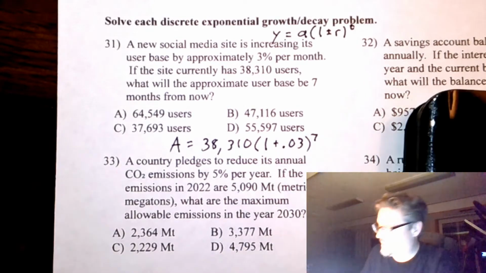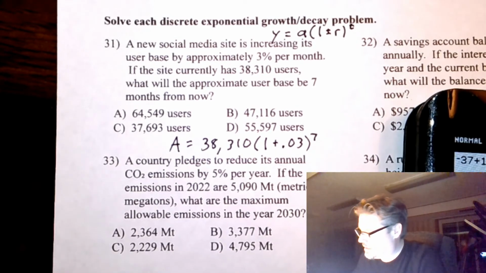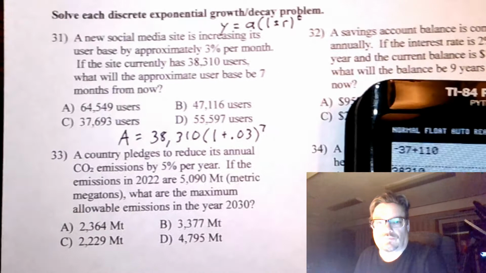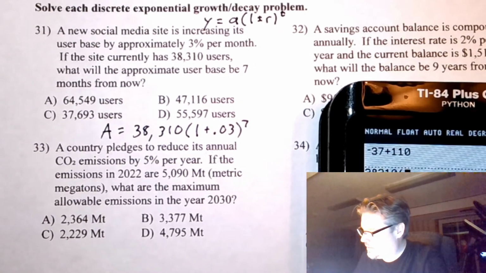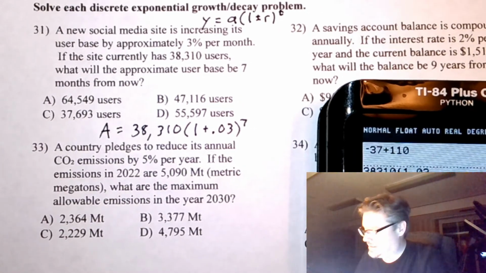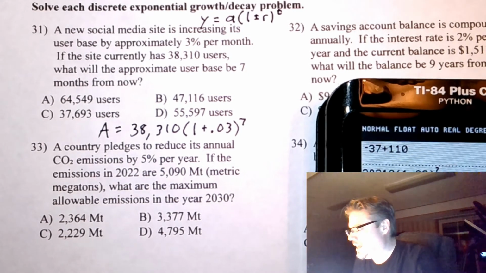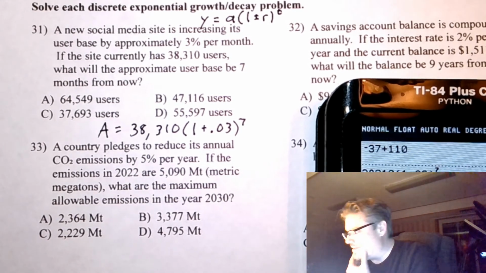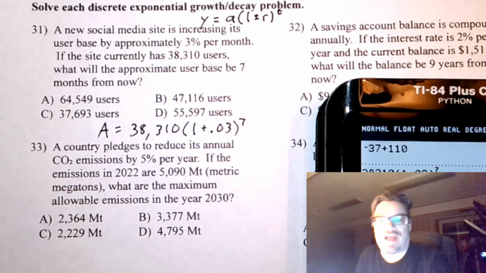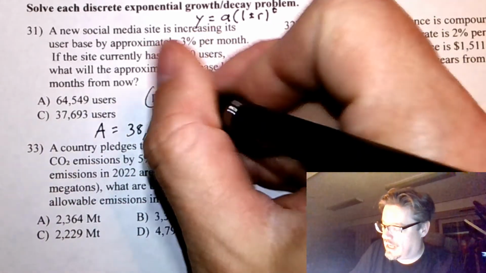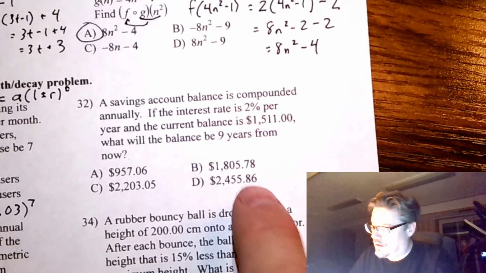I'm going to straight up use my calculator here. 38,310, 1.03. That is the growth of 3%. That is getting raised to 7 months. And we got 47,116. We're going to round to the nearest person. That is B.